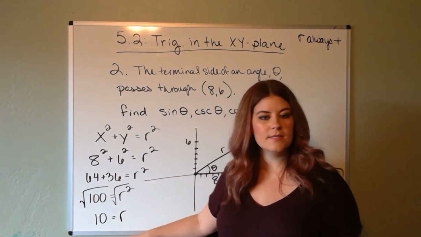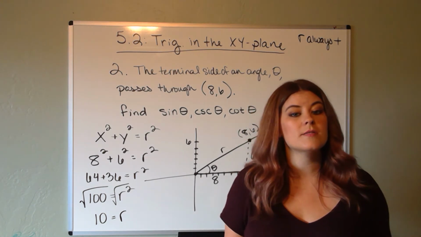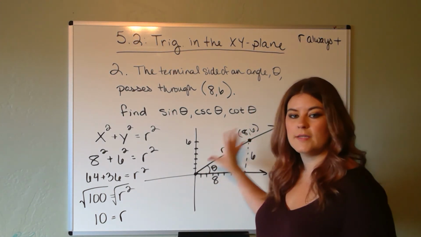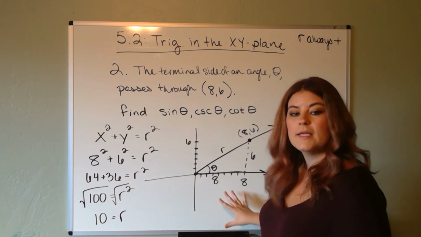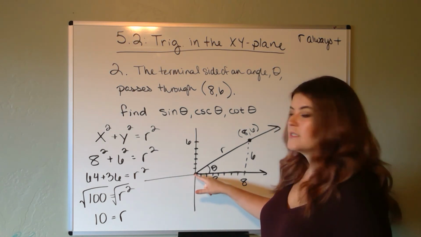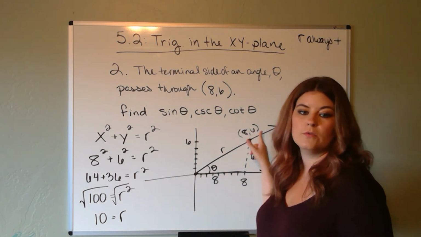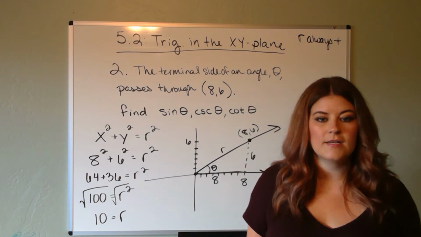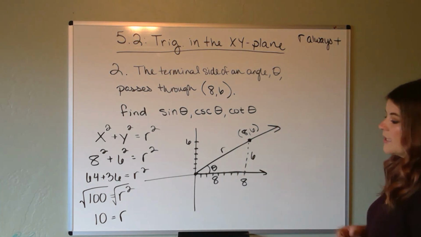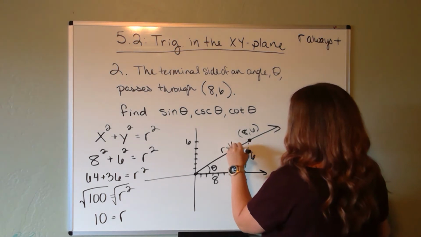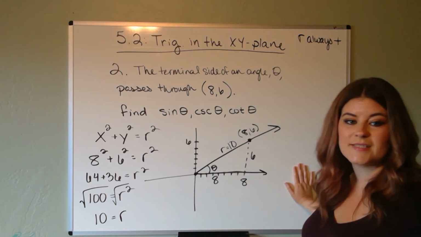Why is it just positive? Well, I already noted r is always positive. R is always a length. No matter where you are in the plane, r is always the length from the origin to whatever point your side is going through. Okay, so I know r is 10. You guys, that's a triple. Remember, 6, 8, 10.